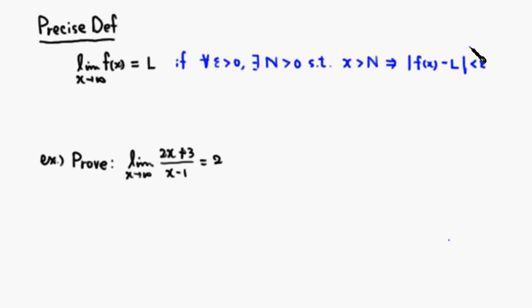Alright, so let's use this definition to prove that the limit of (2x + 3) over (x - 1) as x approaches infinity is equal to 2. I'm going to do some scratch work here, because we need to find the expression for n.